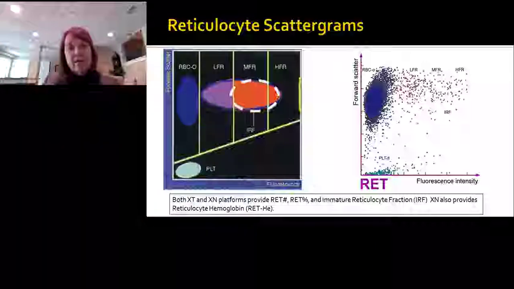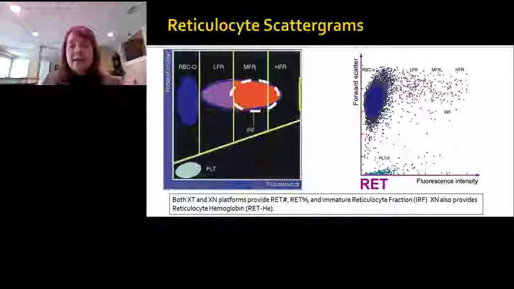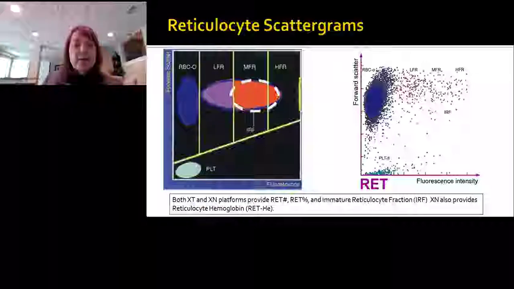It actually is a good indicator of bone marrow activity. The more RNA present, the closer to the time of release from bone marrow. So this immature reticulocyte fraction becomes an important indicator of bone marrow activity. Both the XT and the XN platforms are going to give us reticulocyte counts, in both the absolute and percentage manner, and also this immature reticulocyte count.